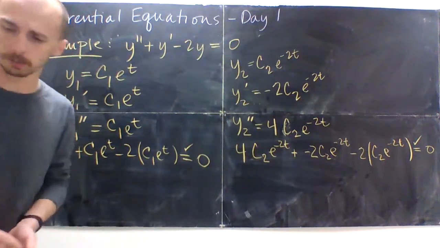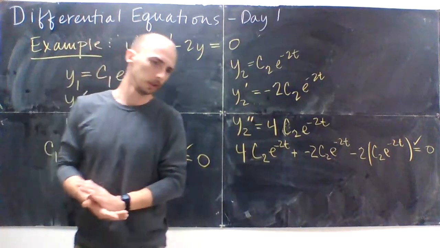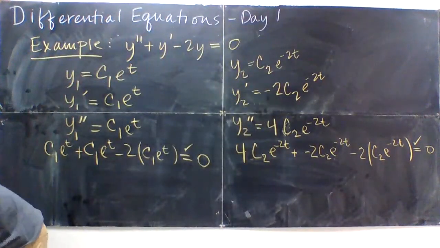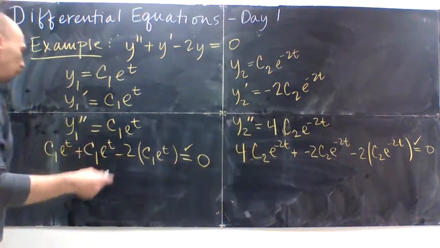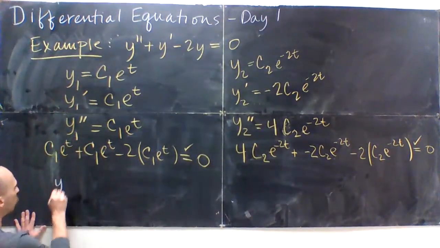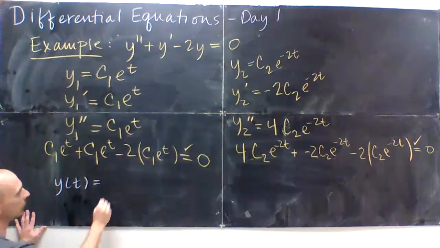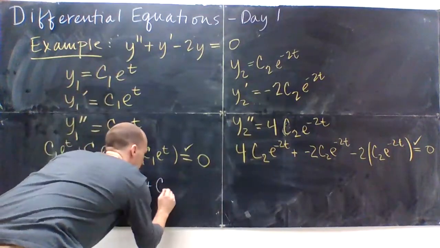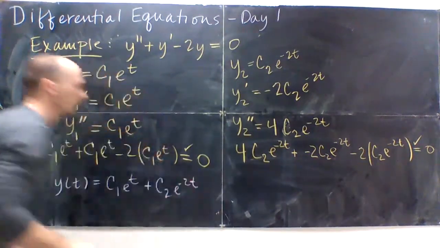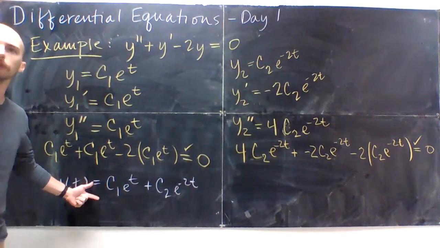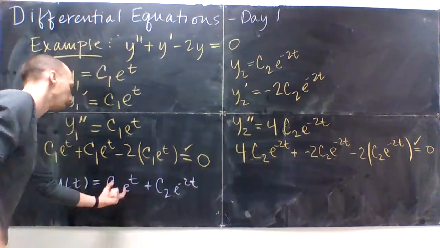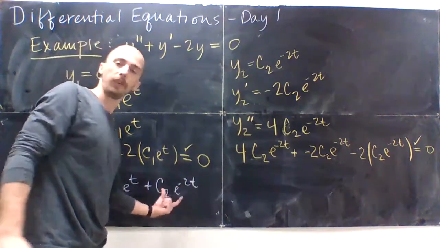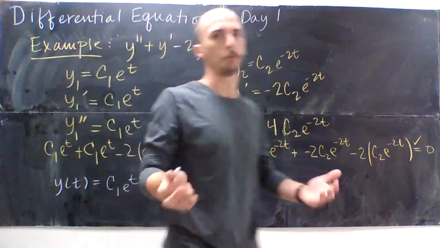as a result, I'm going to claim that, hold on, lost a piece of chalk. Just grab that one. I'm going to claim that the function y of t equals c1 e to the t plus c2 e to the negative 2t is a solution to this differential equation. Because if I just take the derivatives of this part and run it through, I'm going to get 0. Same thing over there, and it's going to mutually satisfy it.